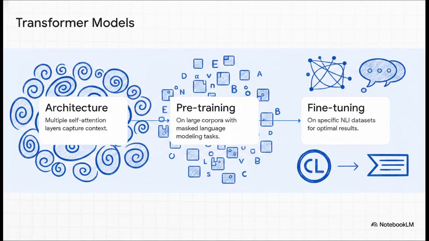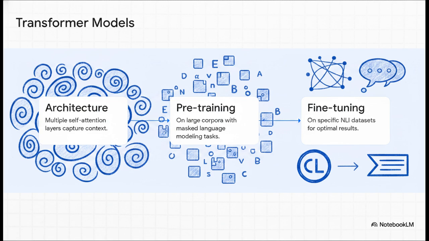These modern transformer powerhouses achieve this logic through a highly structured architecture. First off, they use multiple self-attention layers to capture deep context. Second, they undergo massive pre-training on enormous bodies of text, using masked language modeling. If you're not familiar, that's essentially training the AI by making it play high-stakes fill-in-the-blanks with missing words. Finally, they get fine-tuned specifically on natural language inference datasets.